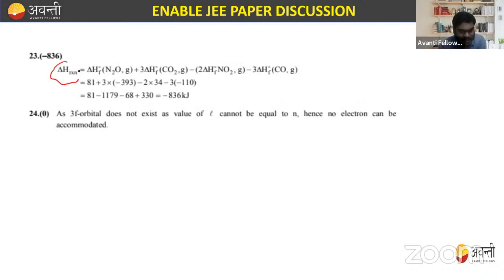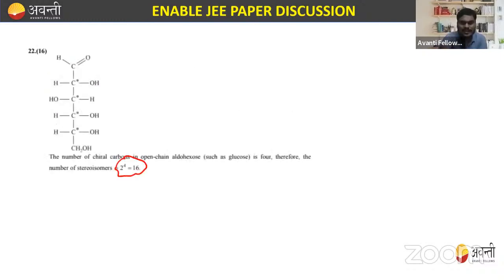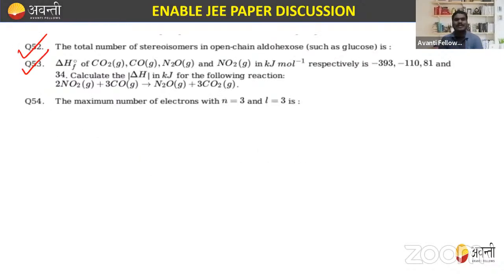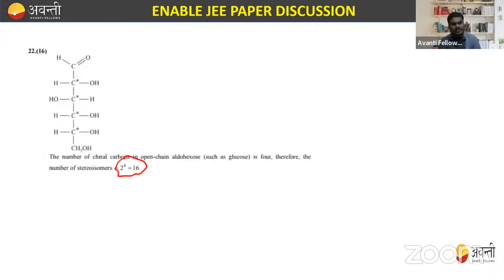We know that the enthalpy of reaction is equal to the enthalpy of products minus the enthalpy of reactants, right? So this is the formula for finding the enthalpy. Now, as we saw here, one important thing is that the value for each molecule is given, that is for CO, CO2, N2O, NO2. These values are all given, right?